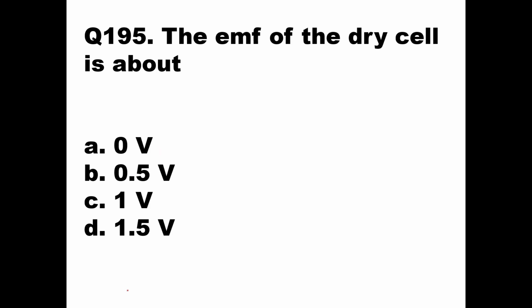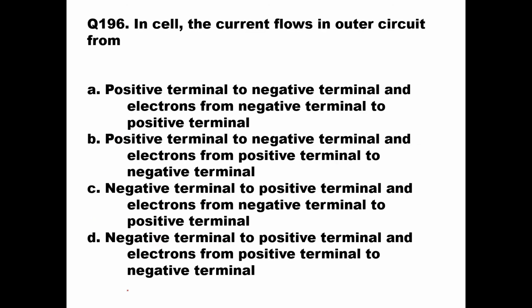The EMF of a dry cell is about how many volts? So it is a general question, and we can see always, in what is manufactured and available in the market, that the EMF of a dry cell is about 1.5 volts. Okay, so option D will be the right answer here, 1.5 volts. Okay, the EMF of a dry cell is about 1.5 volt. Then we'll go to the next question.